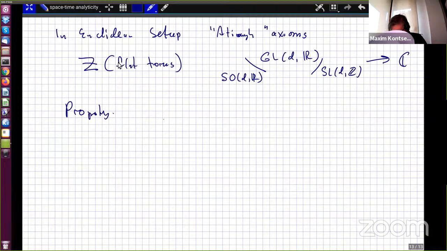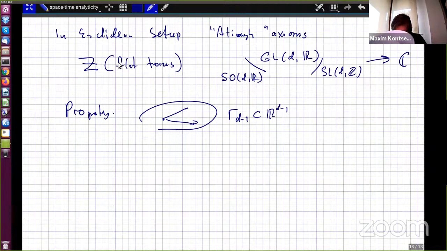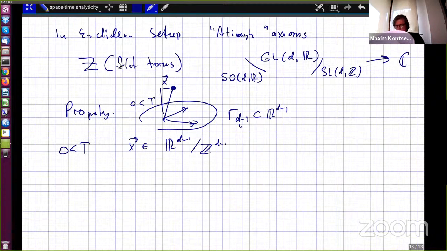You can parameterize a d-dimensional lattice by some (d-1)-dimensional lattice in R^(d-1), and then you add an extra generator by moving in a particular direction by some Euclidean time t and making a shift x, where x belongs to R^(d-1) modulo Z^(d-1), and t is positive.